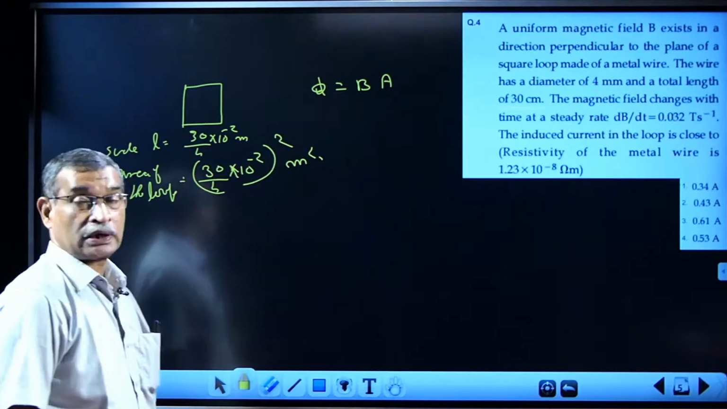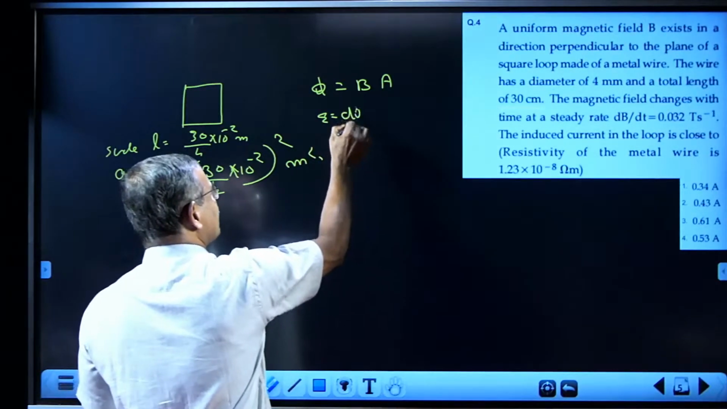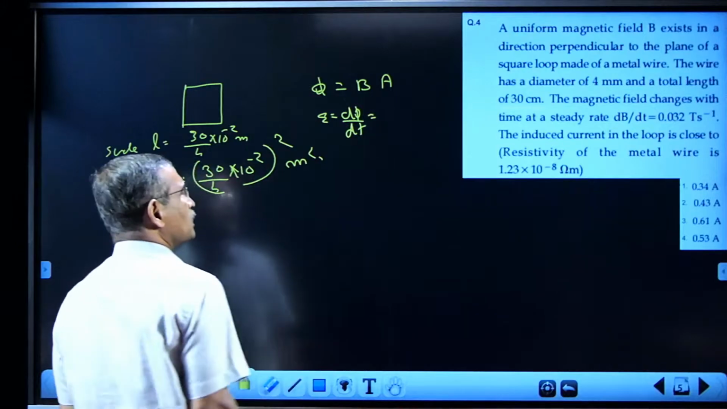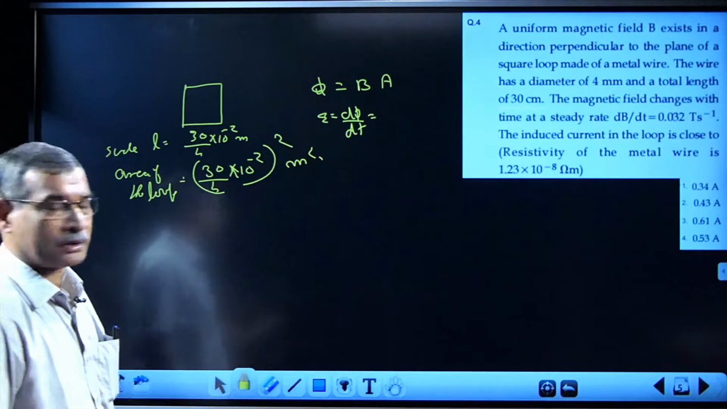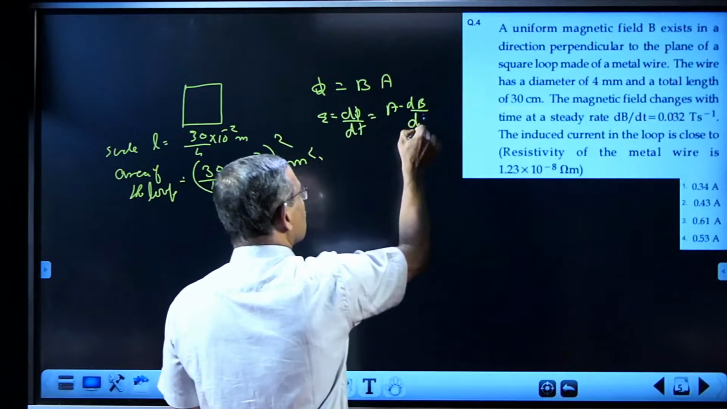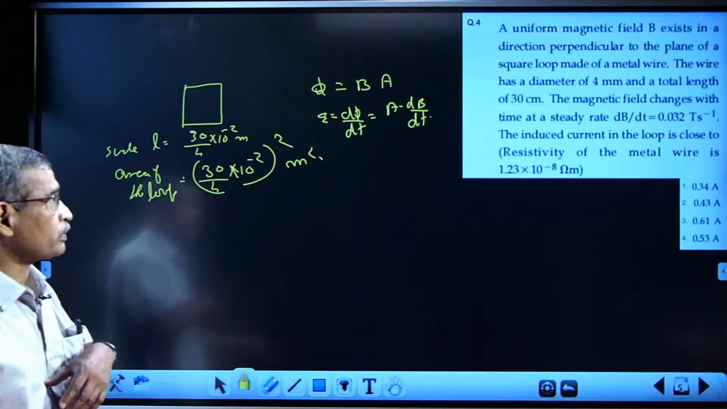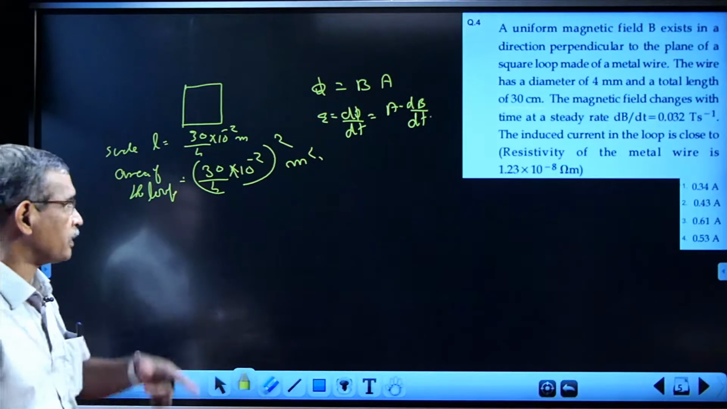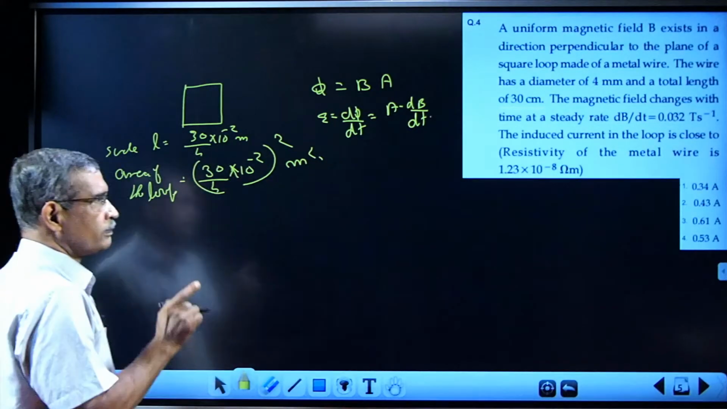Then what is the induced EMF? Induced EMF is given by the magnitude of dφ/dt, the minus sign I am forgetting. Which is the variable there? B is the variable there. A remains the same. Therefore, A into dB/dt, because it is the magnetic induction changing with time. The induced EMF is given by A into dB/dt.